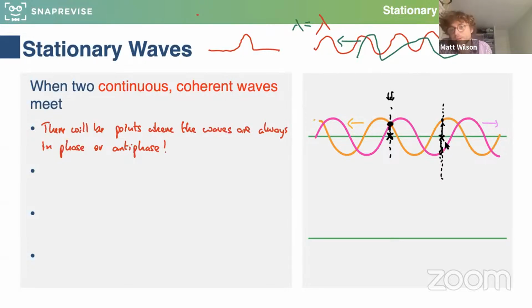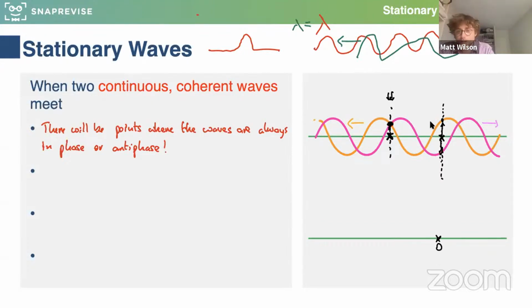And what will the total displacement be at this point? That's a good question. What will the total displacement for the combined wave be here? So one is pointing as far up as the other one is pointing down. These points are in antiphase and the displacement is going to be zero. So here, the resulting displacement is going to be zero.